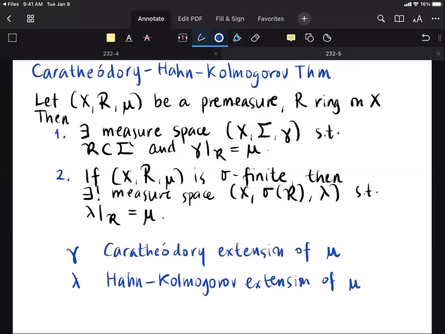So take note, there's a difference here. First, here mu is assumed to be sigma finite. In the first case, it is not necessarily the case. Here, the sigma algebra is a sigma algebra containing R. Here, we have a specific sigma algebra containing R, and that is the sigma algebra generated by R. So those are the differences between the Caratheodory and the Hahn-Kolmogorov extensions of the pre-measure mu.